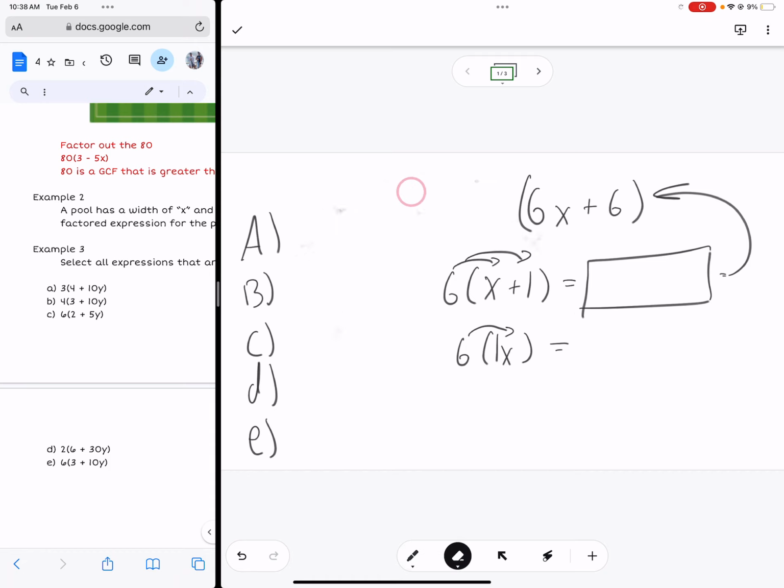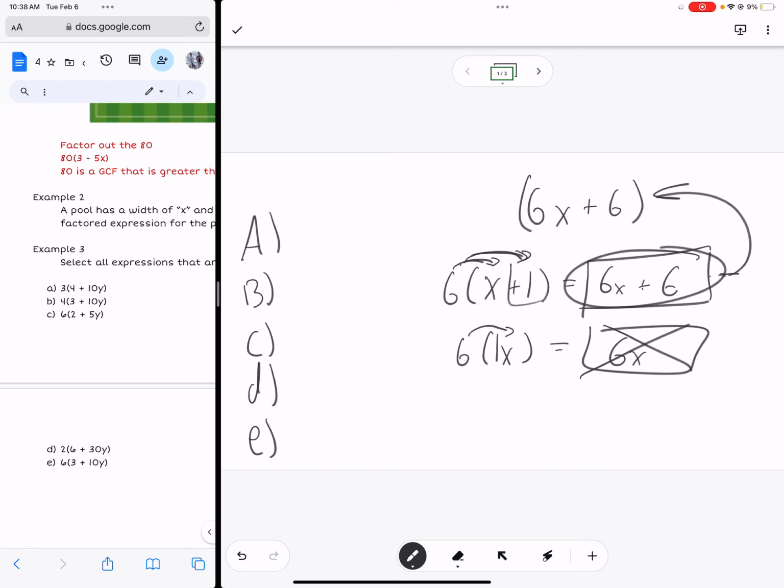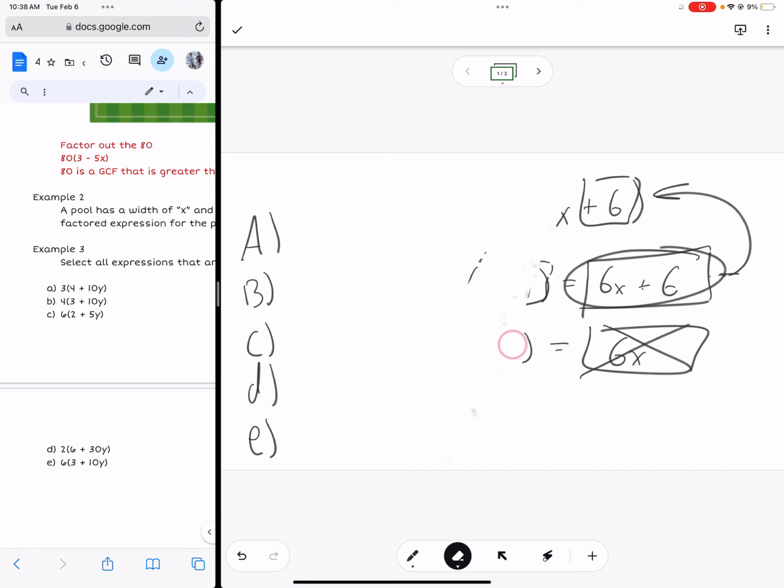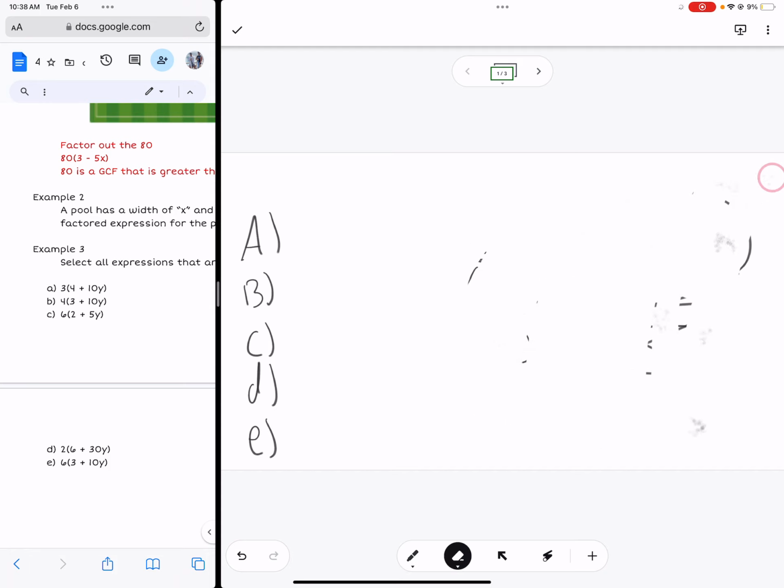So, Sydney, I want you to go ahead and distribute the bottom equation right here. What is 6 times 1x? 6x. All right, now distribute the top one. It'd be 6x plus 6, right? So do you see how this one doesn't match the original, but this one does? So that's why you have to add 1. It's because you're accounting for that constant. All right, but let's go to example 3 so you guys can get your quiz.